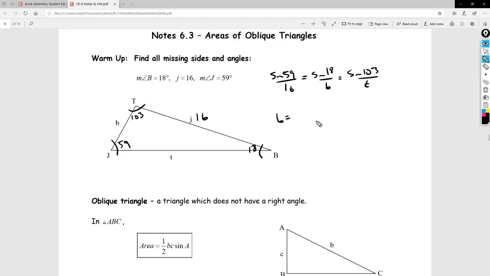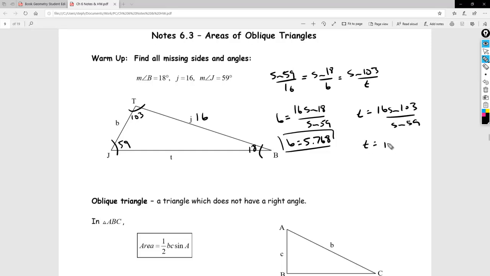So solving for b and then solving for t, I end up getting that b must be, let's see, we flip and then multiply, so 16 sine of 18 divided by sine of 59. Make sure that your calculator is in degrees, and we'll get that b is 5.768. Okay, here t is 16 sine of 103 over sine of 59. So plugging that into our calculator, we get 18.187.